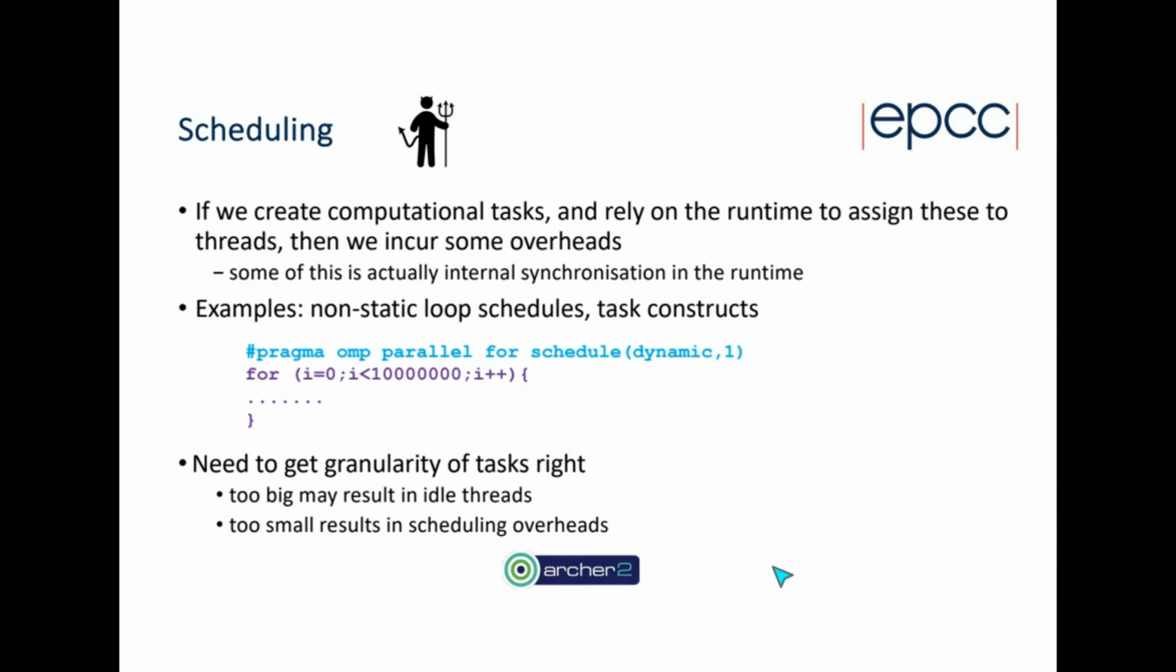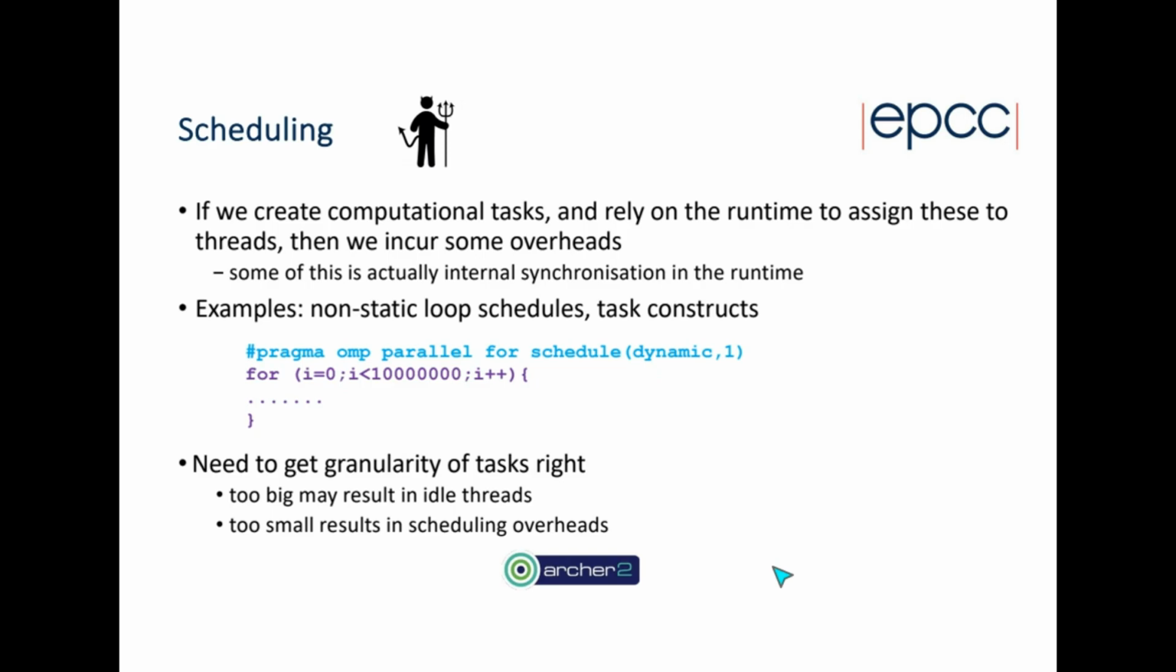Next one is scheduling. Okay, so there are features in OpenMP that allow us to specify computational tasks and then rely on the runtime to assign these to threads. And if we do that, we're going to incur some overhead in the runtime for doing that. Some of that might actually be internal synchronization. So there's a slight overlap between synchronization and scheduling, really, if you dig down into it very carefully.